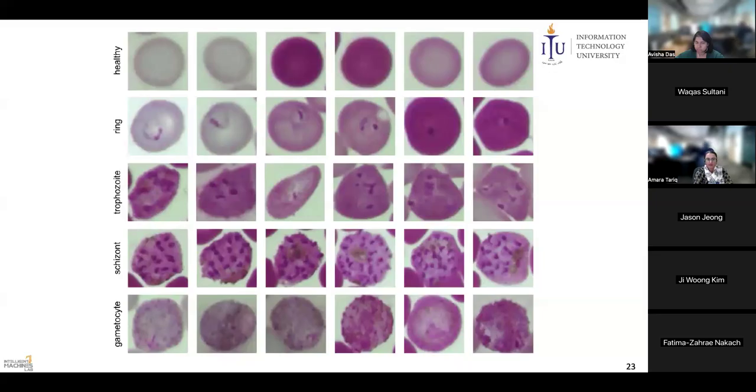So these are the 4, 5, 6 stages of the malaria. At the end of this stage, our cell gets destroyed, and we lose that red blood cell. If this happens continuously, we're going to lose our red blood cells, and that's why we become weak, and we can die. So our goal of this research was to detect these cells among the healthy red blood cells.